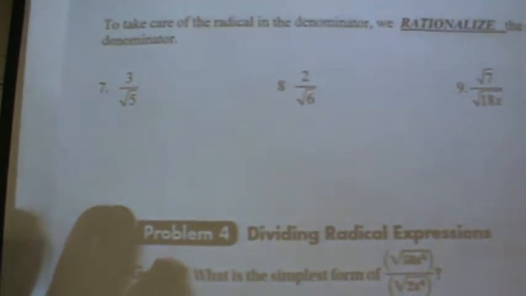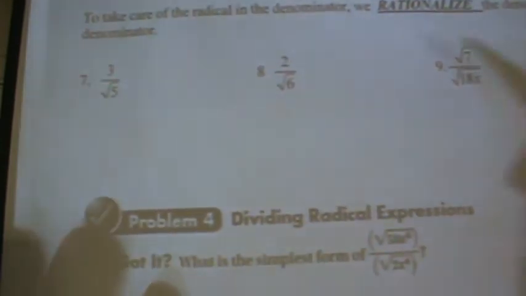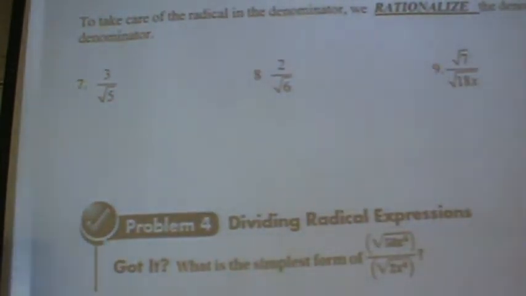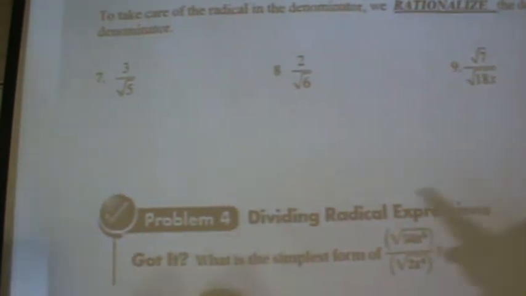Don't you multiply the top and bottom by the same number? Yes. Now, why do you multiply the top and the bottom by the same number? Why can't I multiply the bottom by square root of 5 and not do it to the top? What's the reason why? So everyone look at number 7.